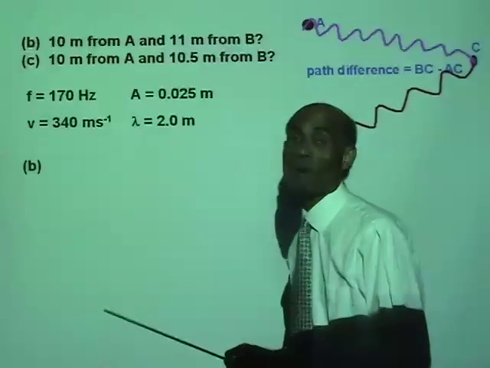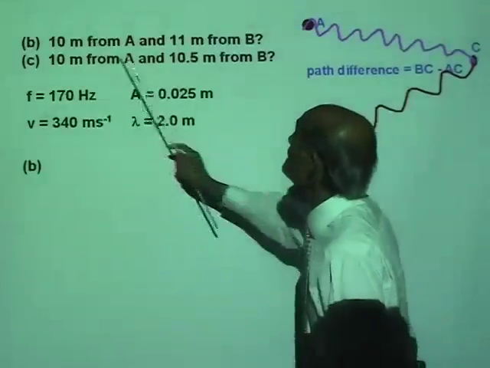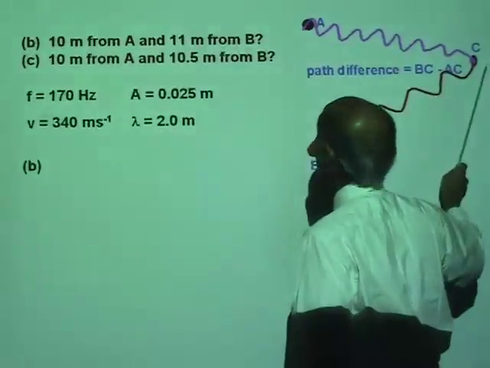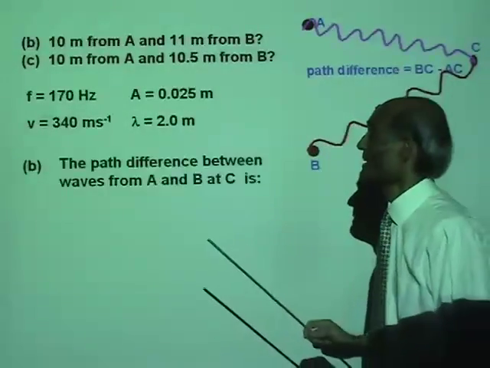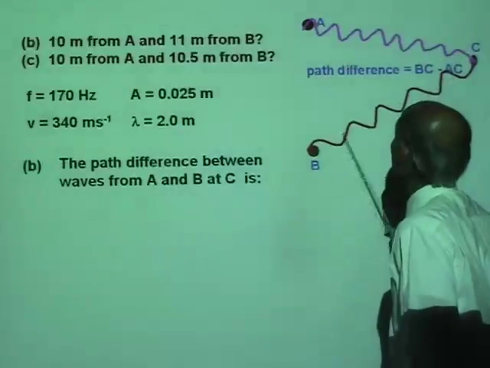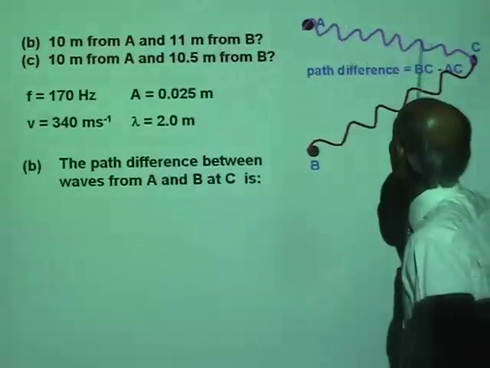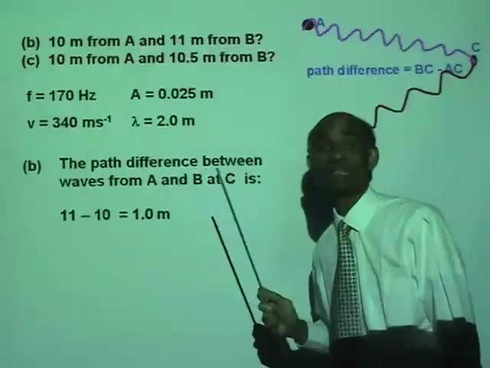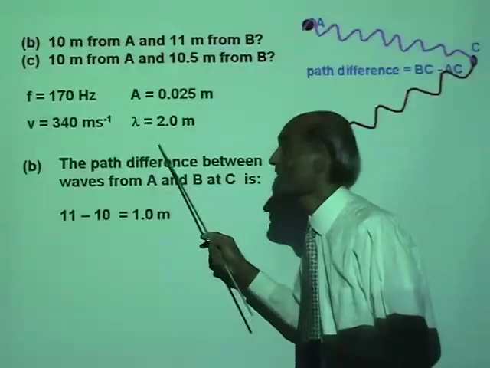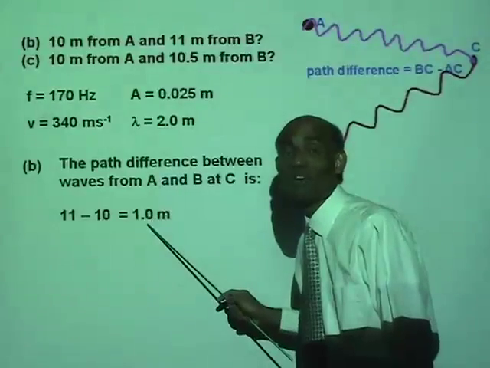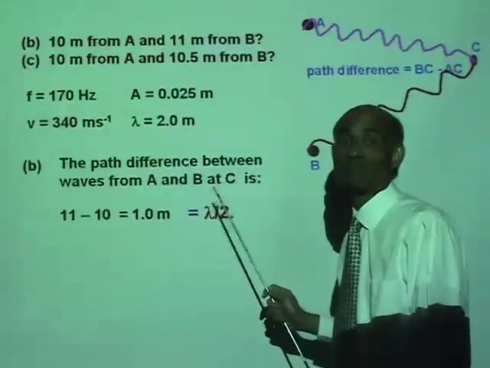Alright. In B part, the distance AC is 10 meters and the distance BC is 11 meters. What is the path difference? The path difference between AC and BC is 11 meters minus 10 meters, that is 1 meter. If it is 1 meter, what part of a wavelength is it? The wavelength is 2 meters, therefore this path difference of 1 meter is half of a wavelength.